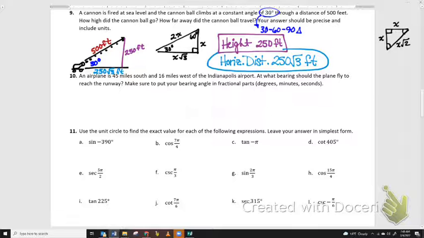Tomorrow, by the way, is the no calculator portion. Wednesday is the calculator portion. I think I had misrepresented that the other day, and I'm sorry. Tomorrow's the no calculator. Wednesday is the calculator.